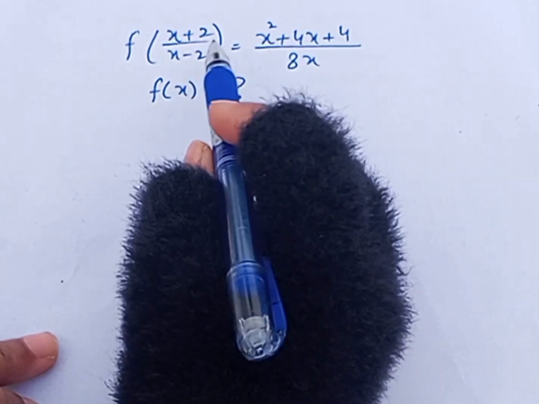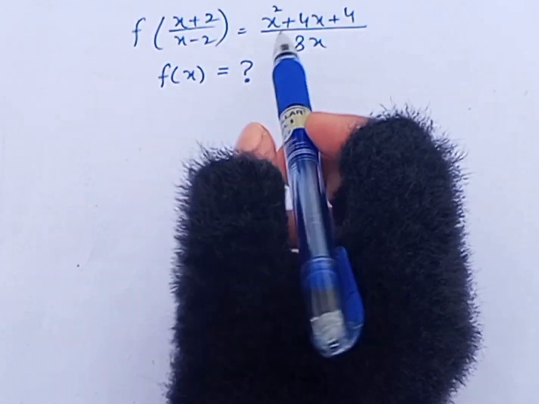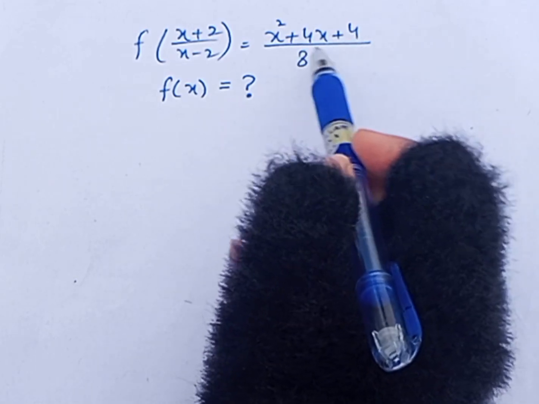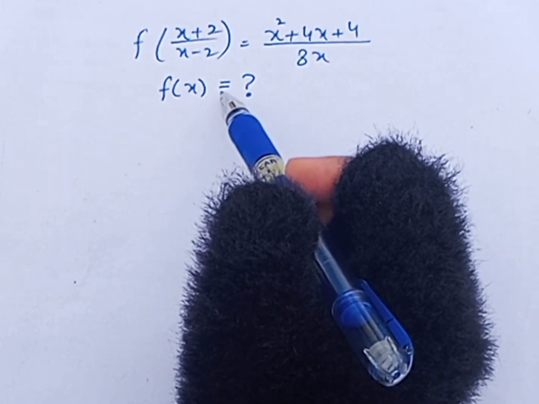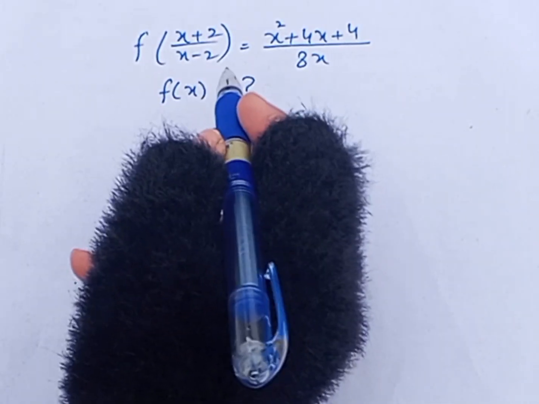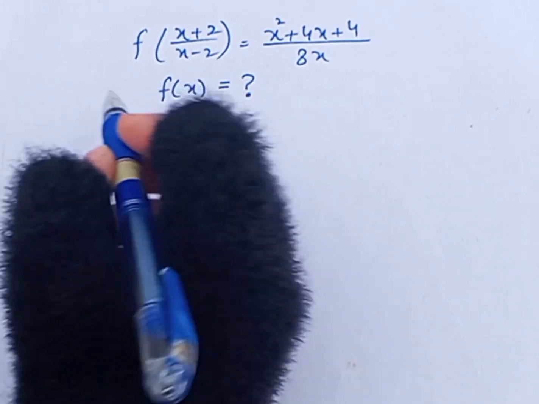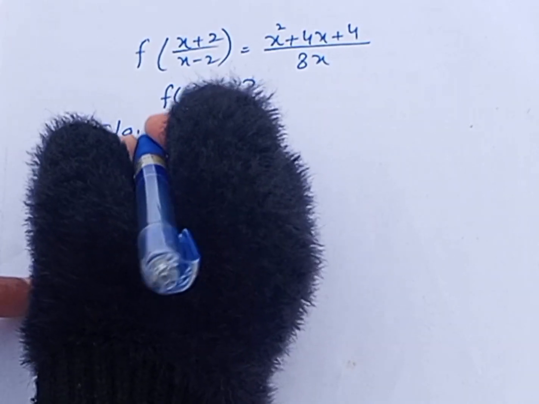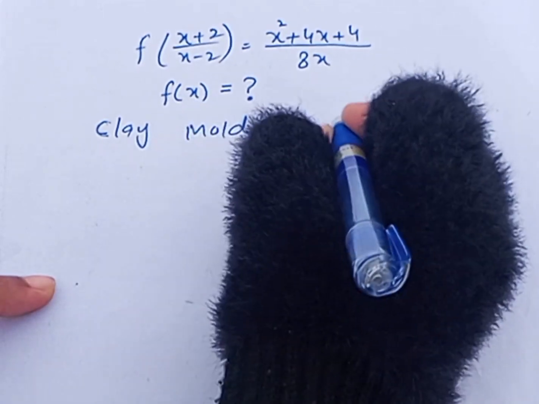Our question is: f of (x plus 2) over (x minus 2) is equal to (x squared plus 4x plus 4) over 8x. Then what's the value of f of x? So let's start. We have a different technique to solve this kind of question, and we use a technique which is the clay molding technique.